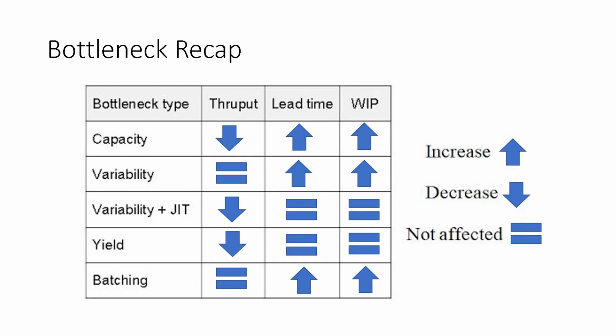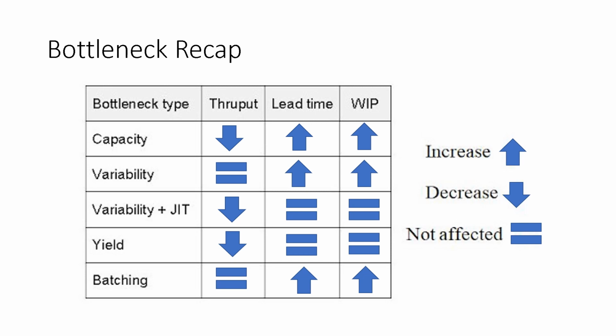In the capacity bottleneck, throughput drops and WIP accumulates in front of the bottleneck. This generates an increase in lead time. In the case of a variability bottleneck, there was an initial drop in throughput, but eventually it is recovered when WIP accumulates. So there is an increase in WIP, and this generates an increase in lead time.